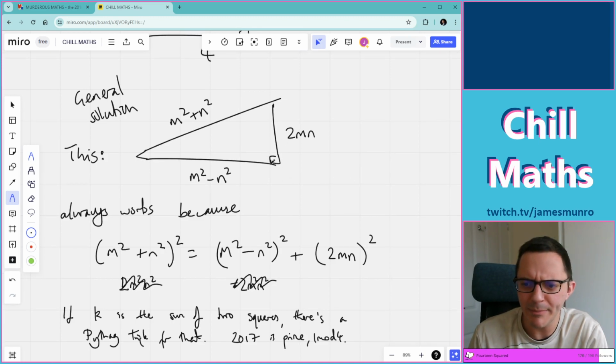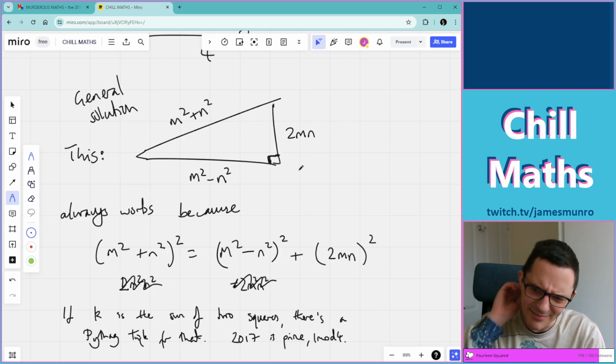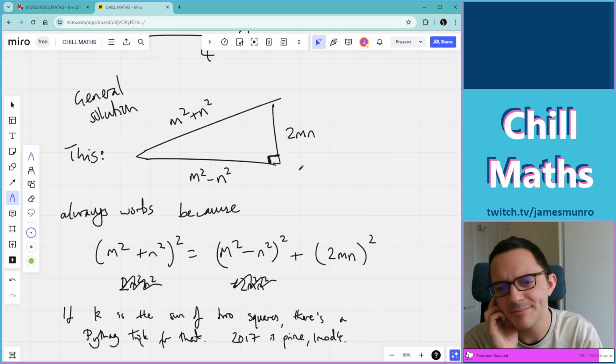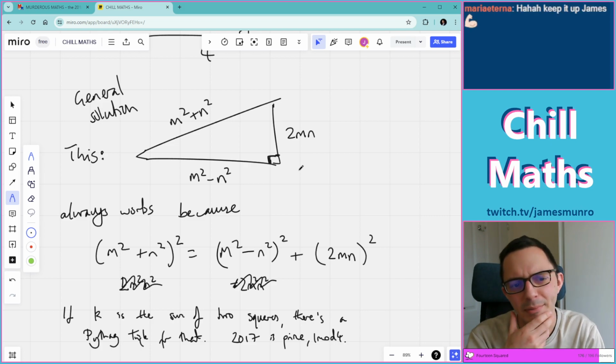Back up here, I was talking about Pythagorean triples. I haven't proved that they all look like this, and in fact they kind of don't, because I could multiply it up. Multiply the size.